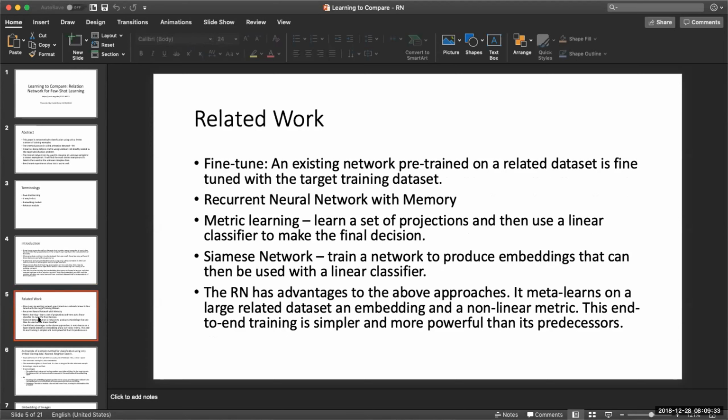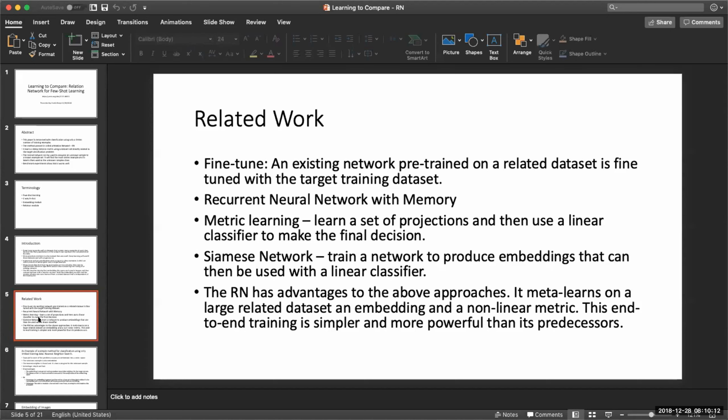Some related work that they mentioned: fine tuning. So that's using an existing pre-trained network and then using the smaller database to tune the parameters of the network. They mentioned recurrent neural networks with memory. Those tend to be complicated and take a long time to train. Metric learning, which is training a network to produce embeddings, so that's learning projections, and then a linear classifier is used to make decisions.